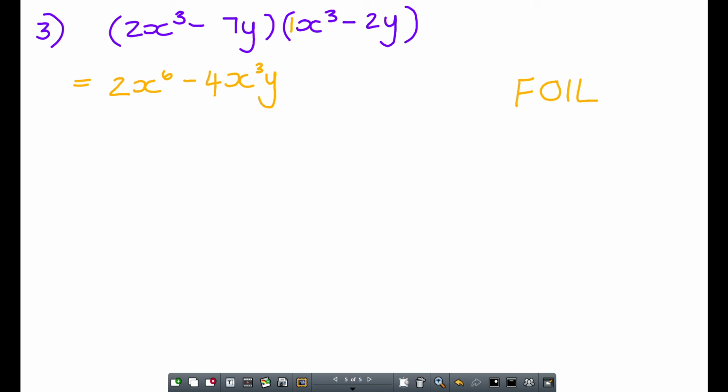Okay. Now what does the I stand for? Inner. Which means that it's going to be this one and that one. The two terms on the inside. Right. So minus 7 times 1 is going to give me... Oopsie. Okay, hold on.